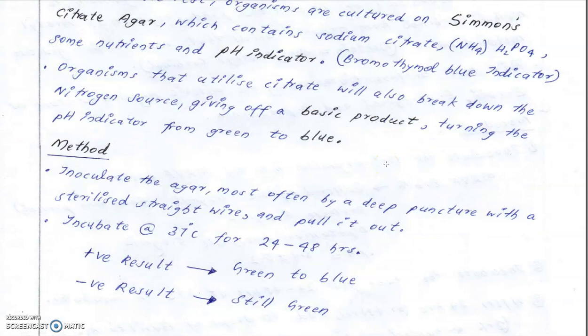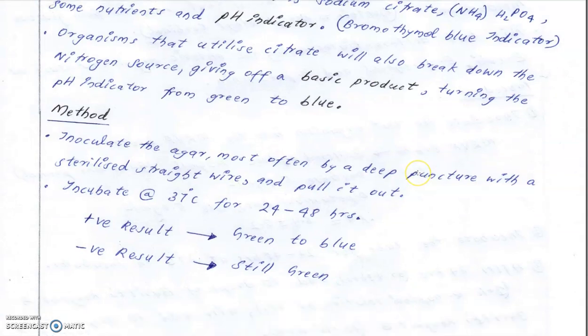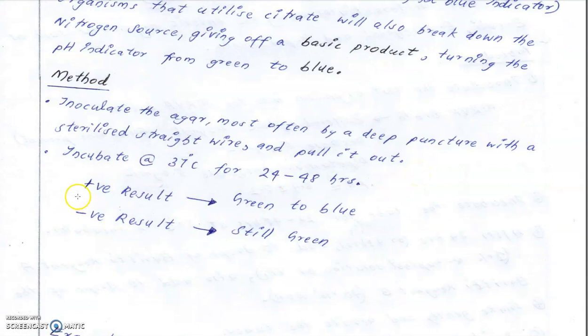So, the method: inoculate the agar, most often by a deep puncture. That is, we have to get a sterilized straight wire, take a colony from the test sample and inoculate it into the test tube deeply, like a deep puncture, and pull it out. Incubate at 37 degrees Celsius for 24 to 48 hours and check the result.